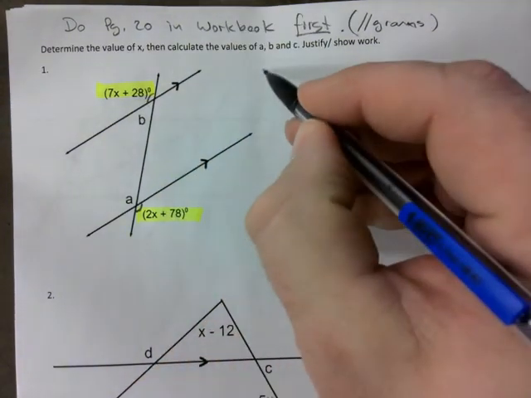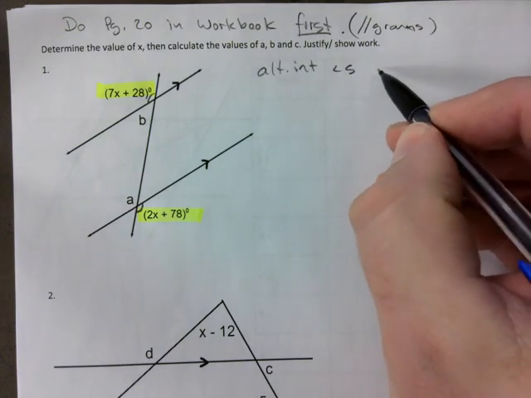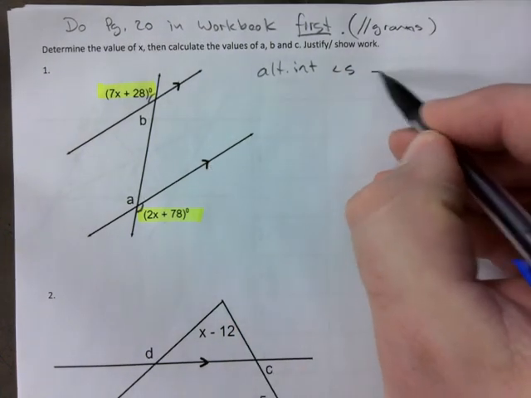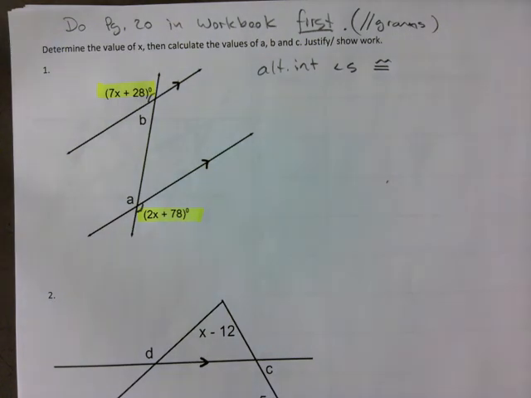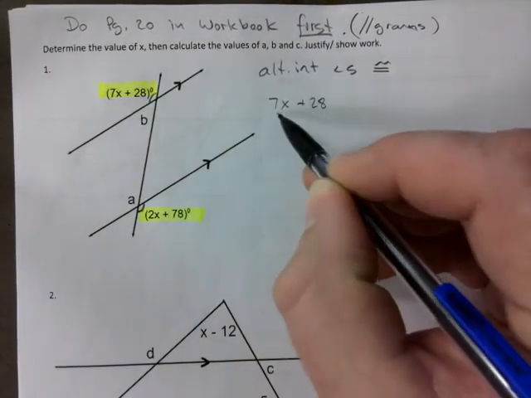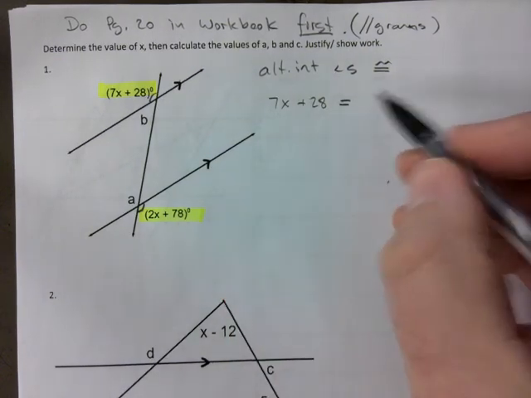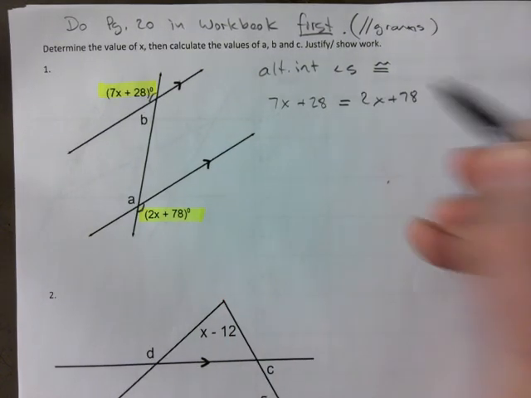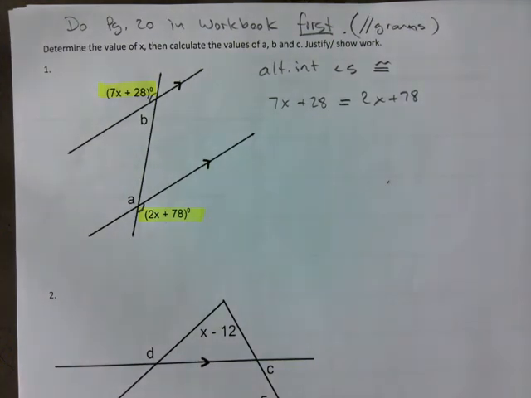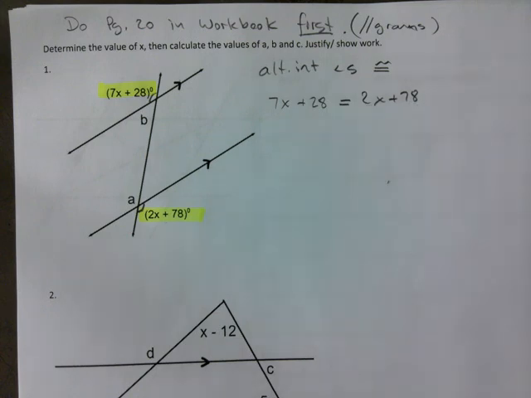And what do we know about alternate interior? We know that if these lines are parallel, they are congruent. So this is actually the easiest case. This is the one you would like to get, if you had a choice. So 7x plus 28, that angle is going to be exactly the same as 2x plus 78. And then you just solve for x. It's always solve for x, but it's important to set it up, right?